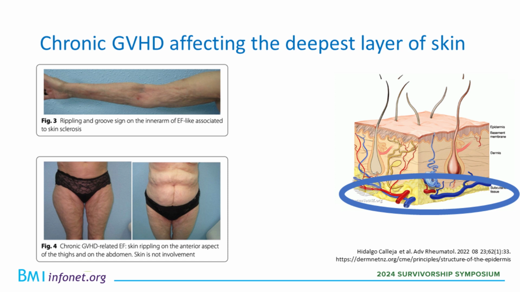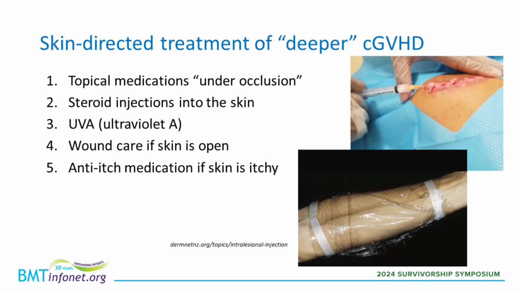And when it affects the deepest layer of the skin, some of the changes that we can see almost look a little bit like cellulitis in some cases, or you can have little grooves in the skin. And the rippling of the skin, et cetera, are all signs that chronic GVHD could be affecting those deepest layers of the skin. Now, this does make it a little bit harder to treat patients with the skin-directed methods that we often use in dermatology, primarily because we just can't get the medications to where they need to be.